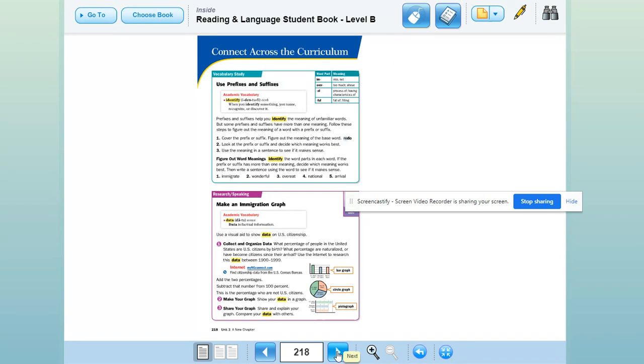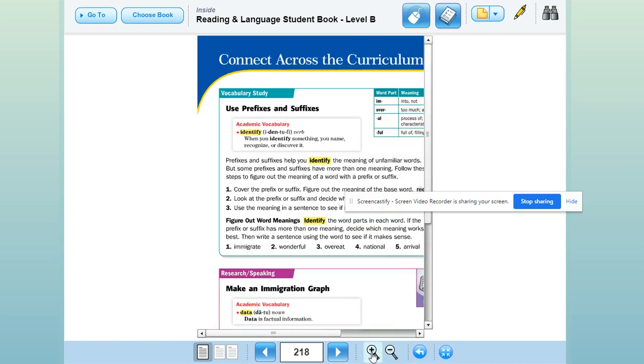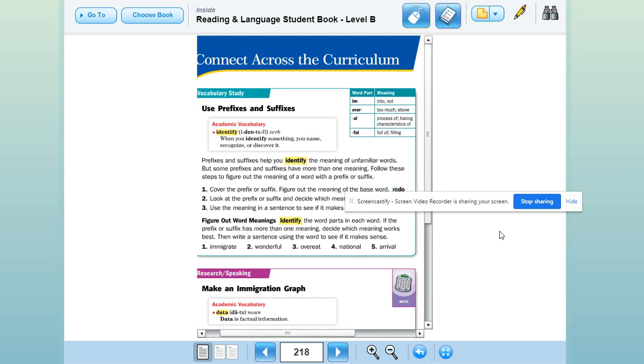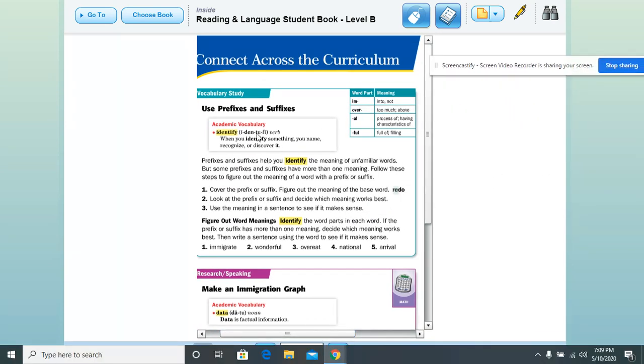Okay, on page 218, we want to review the concept of using prefixes and suffixes. So we are studying the vocab words. Prefix is what? The prefix is in the beginning of the word. It helps us understand the word. So let me zoom in so you guys could see this. And please use your book as well. You can see it clearly. All right. So use prefixes and suffixes. Identify is a verb. When you identify something, you name, recognize, or discover it.